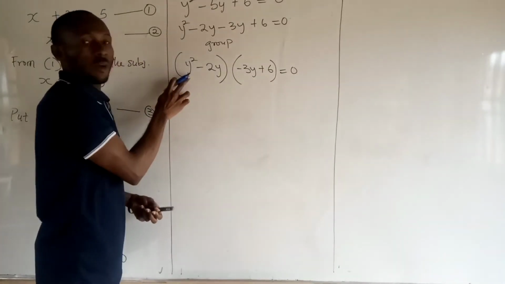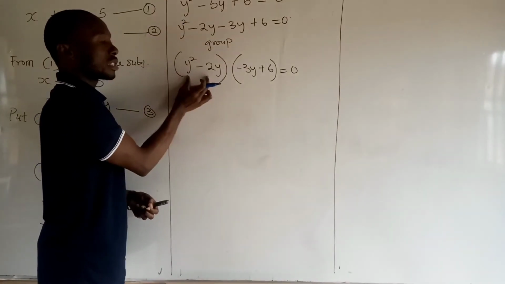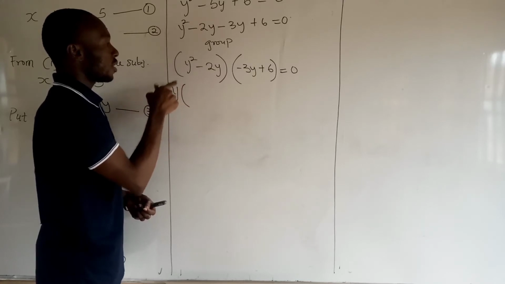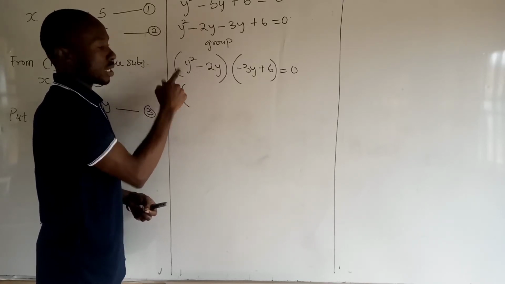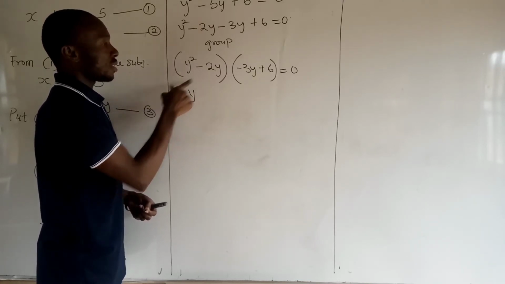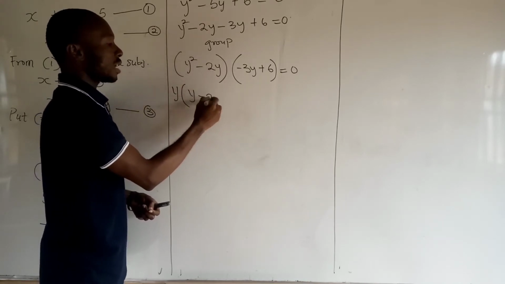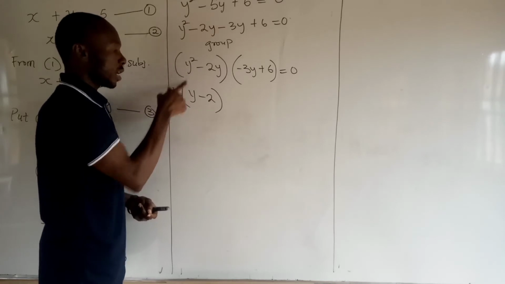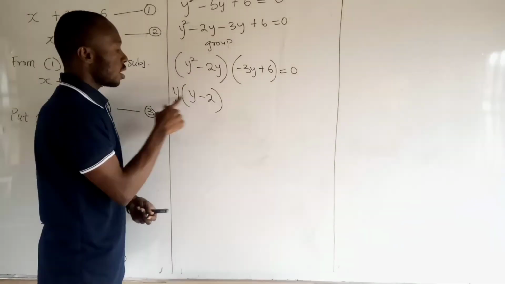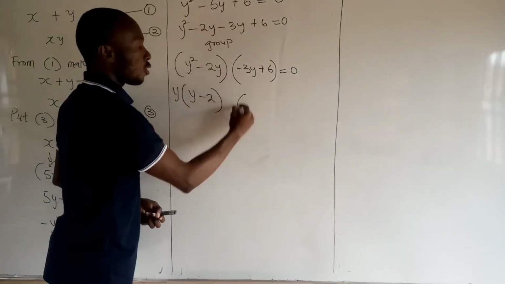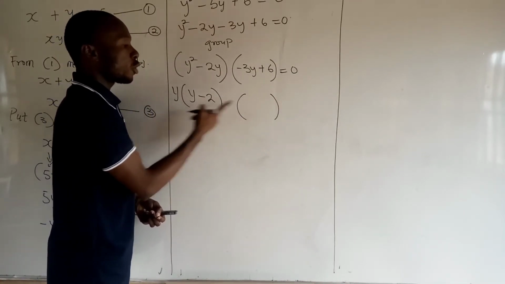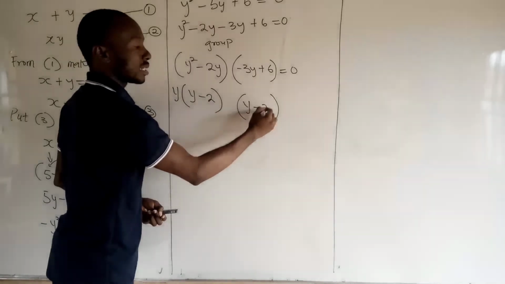So I factor the common term here. What is common in this factor is y. So I bring out y, and if y divides y squared, I have y. If y divides minus 2y, I have minus 2. As if to say y times y squared, y times minus 2, minus 2y. So whatever factor I have here, I'm going to replace it here automatically.